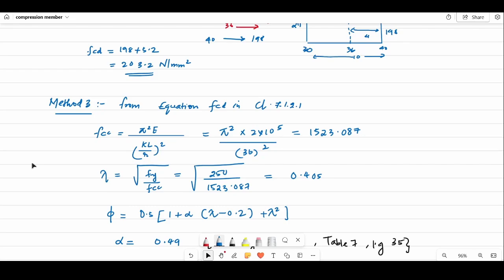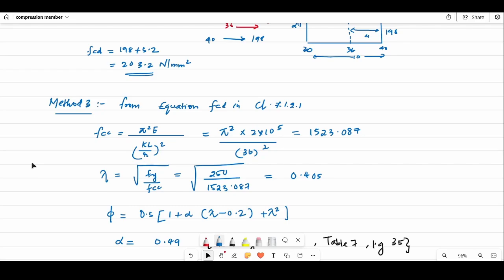We can see there is a value called FCC, which is called Euler's buckling stress. Its equation is pi square E by (KL by r) the whole square. KL by r is our slenderness ratio, which is 36. E is the modulus of elasticity, which is 2 into 10 raised to 5. By substituting these values, you will get a value of 1523.087. From this FCC we can calculate the non-dimensional effective slenderness ratio lambda, which is the root of Fy divided by FCC.